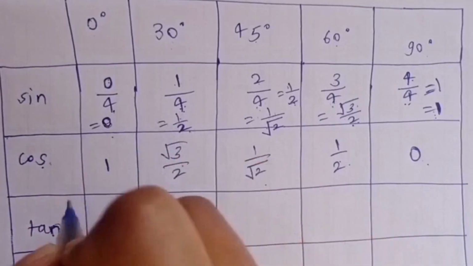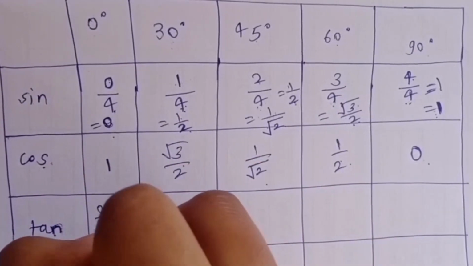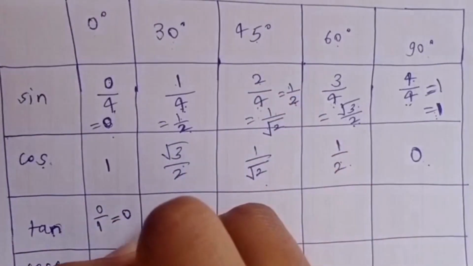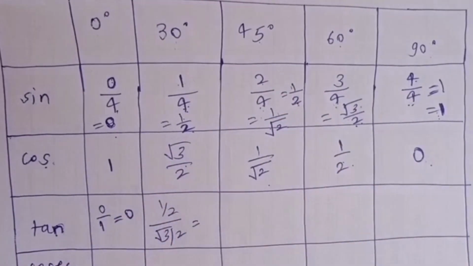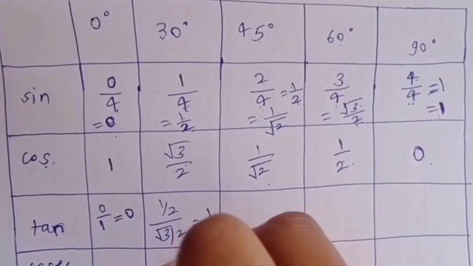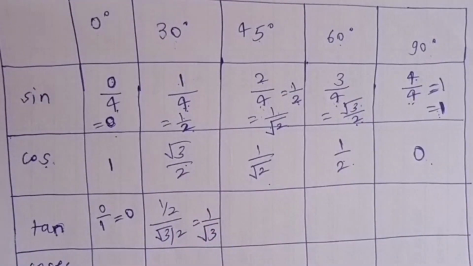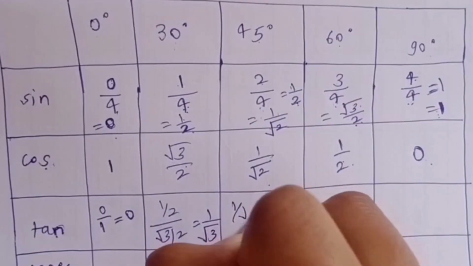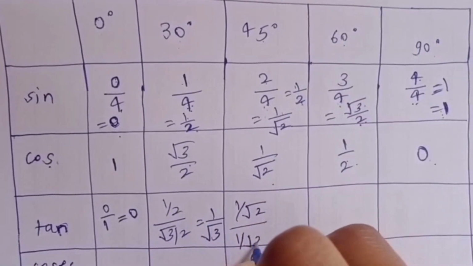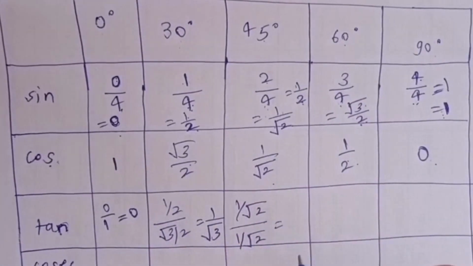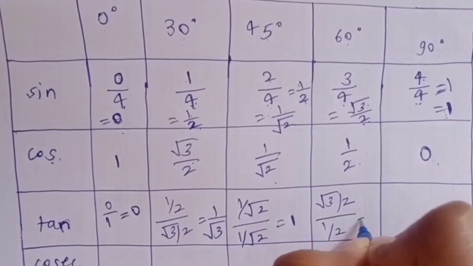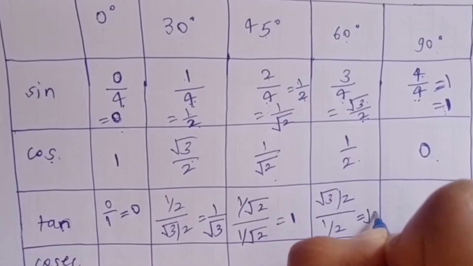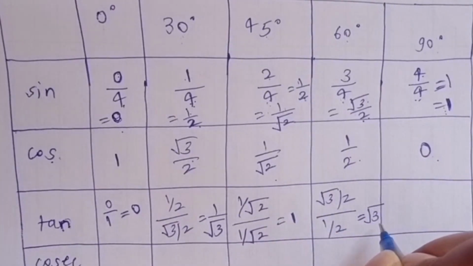So we get 0 upon 1. Its value will be 0. Then we have 1 by 2 upon root 3 by 2. So the denominators will get cancelled and its value will be 1 by root 3. Then 1 by root 2 upon 1 by root 2. So we have the same numerator and denominator, its value will be 1. Then root 3 by 2 upon 1 by 2. So 2 will get cancelled. Root 3 by 1 is again root 3.